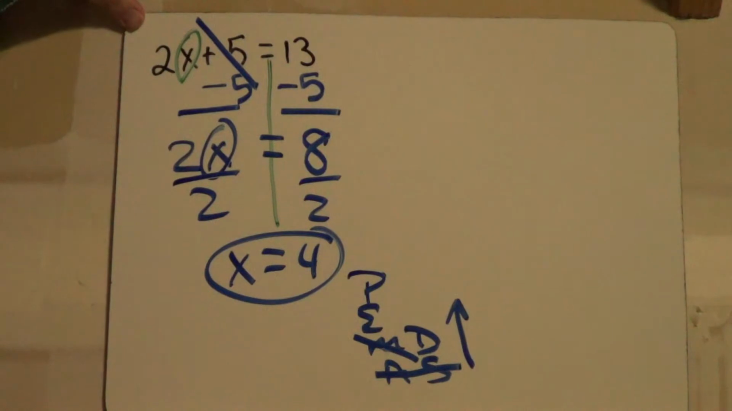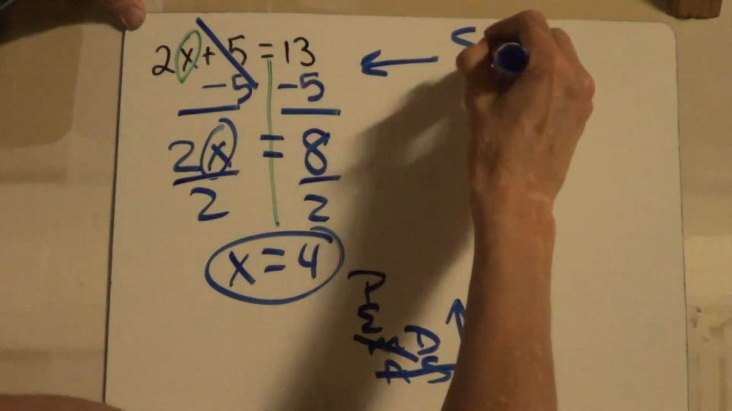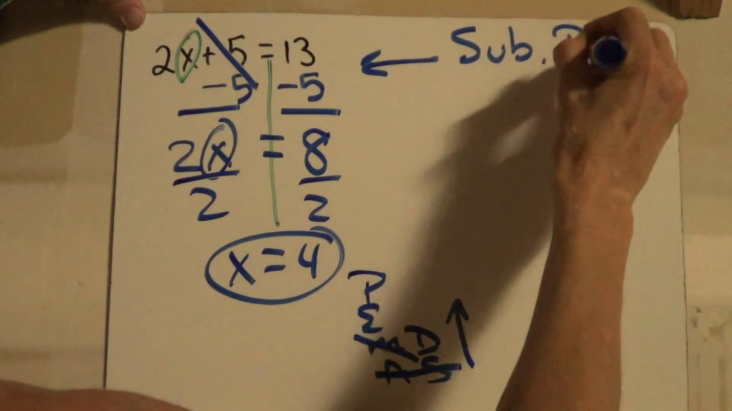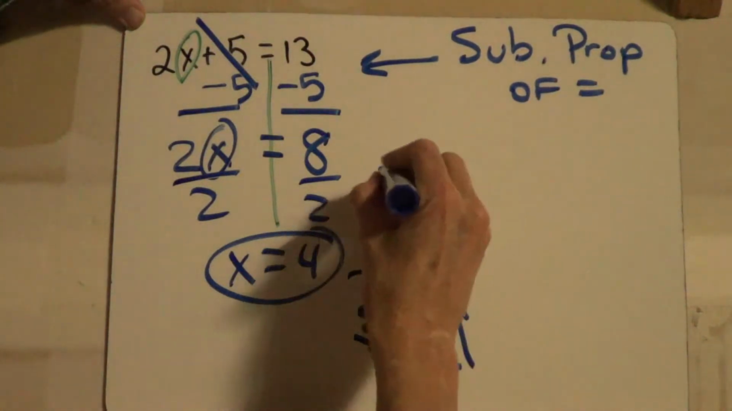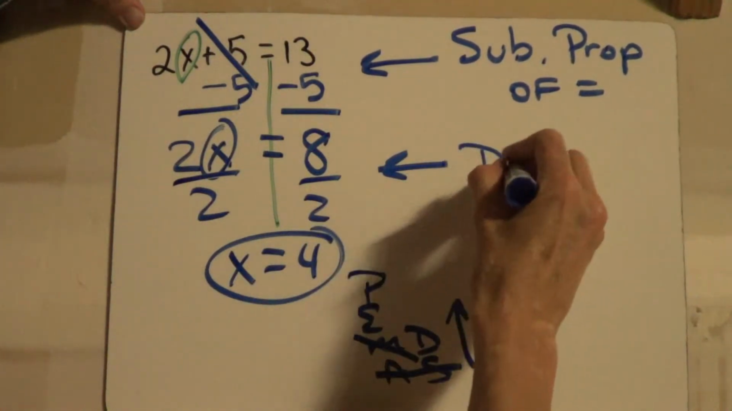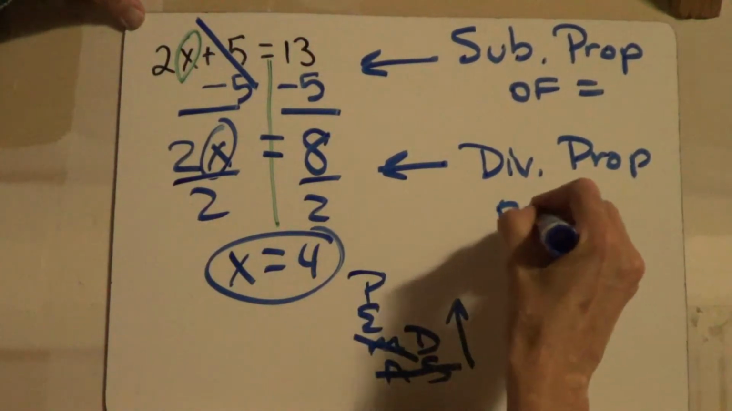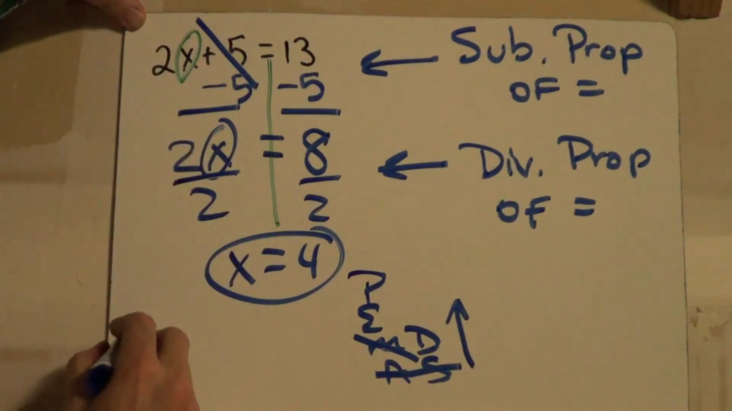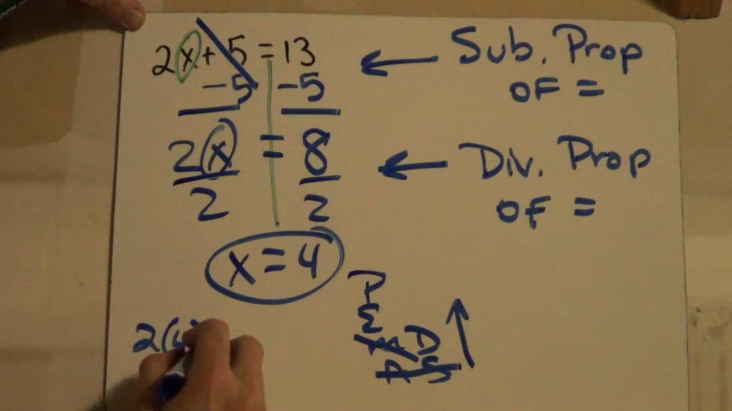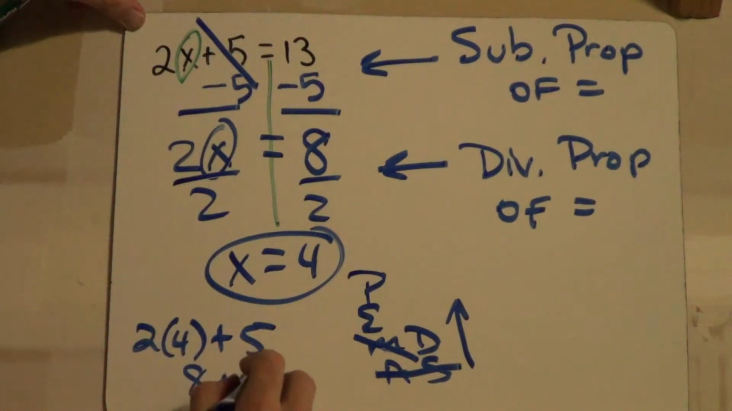Now, you do need to justify your steps. Right here, since we subtracted on each side, that would be the subtraction property of equality. This would be division property of equality. And now we need to plug in the 4. 2 times 4 plus 5. 2 times 4 is 8 plus 5 equals 13, so it checks. Okay?